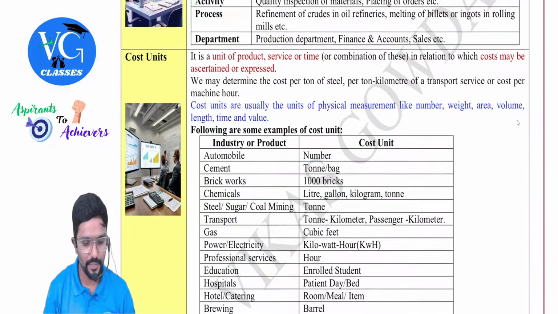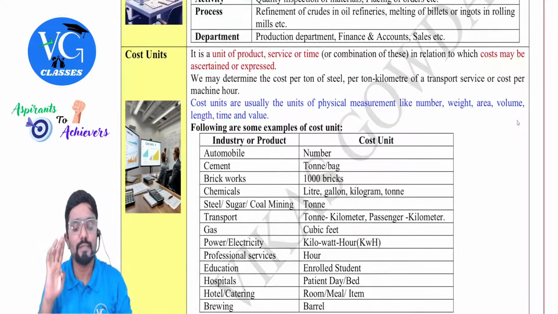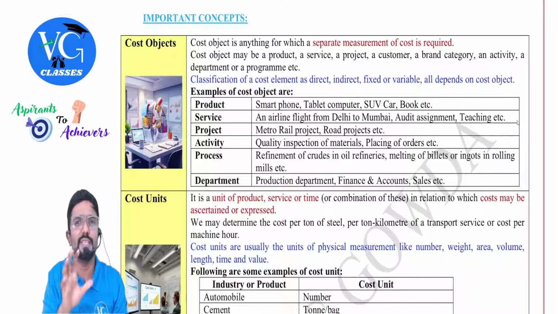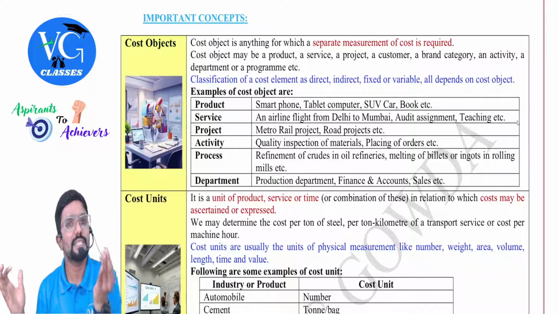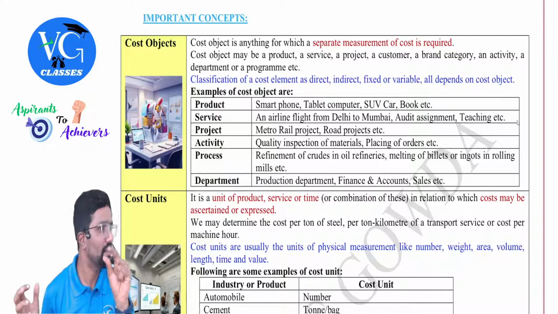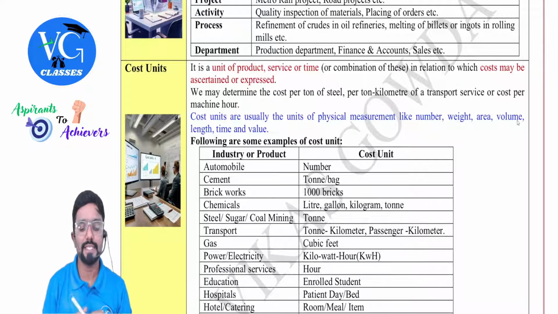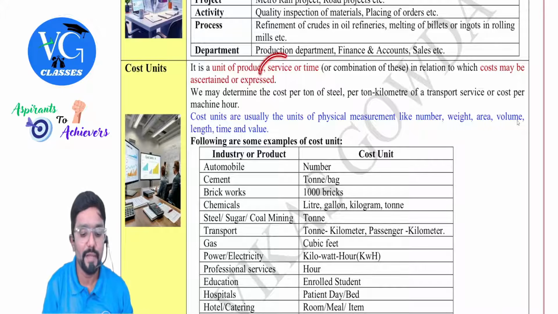Sure. Now let us get into cost unit. It is a unit, not in total. See, guys, the major difference between cost object and cost unit is that cost object is like overall, maybe in total, whereas cost unit is per unit. It is a unit of product, service, or time, or a combination of these. Even it can be a per unit of service.